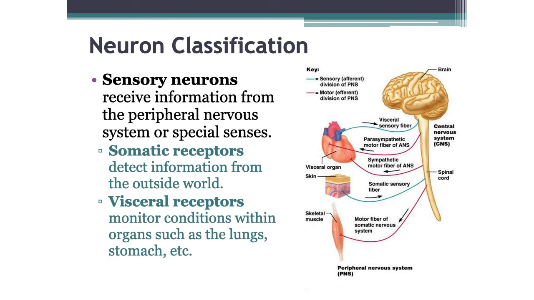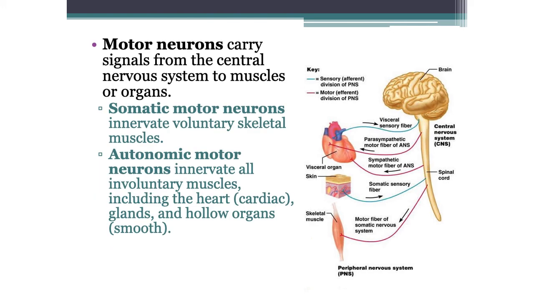Neuron classification. Sensory neurons receive information from the peripheral nervous system or special senses. Somatic receptors detect information from the outside world. Visceral receptors monitor conditions within organs such as the lungs or the stomach. Motor neurons carry signals from the central nervous system to muscles or organs.